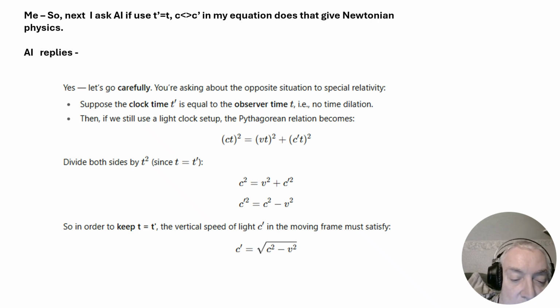And if you divide both sides by t squared, since t now equals t prime, you end up with speeds. You got c squared is equal to v squared plus c prime squared. So in order to keep t equal to t prime, the vertical speed of light c prime in the moving frame must satisfy the following equation, which is c prime is equal to the square root of c squared minus v squared.